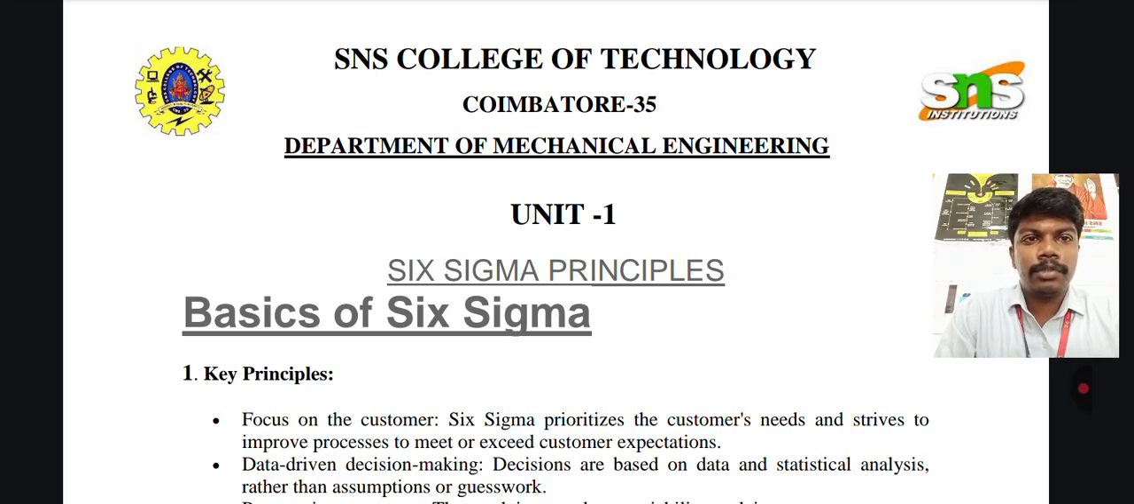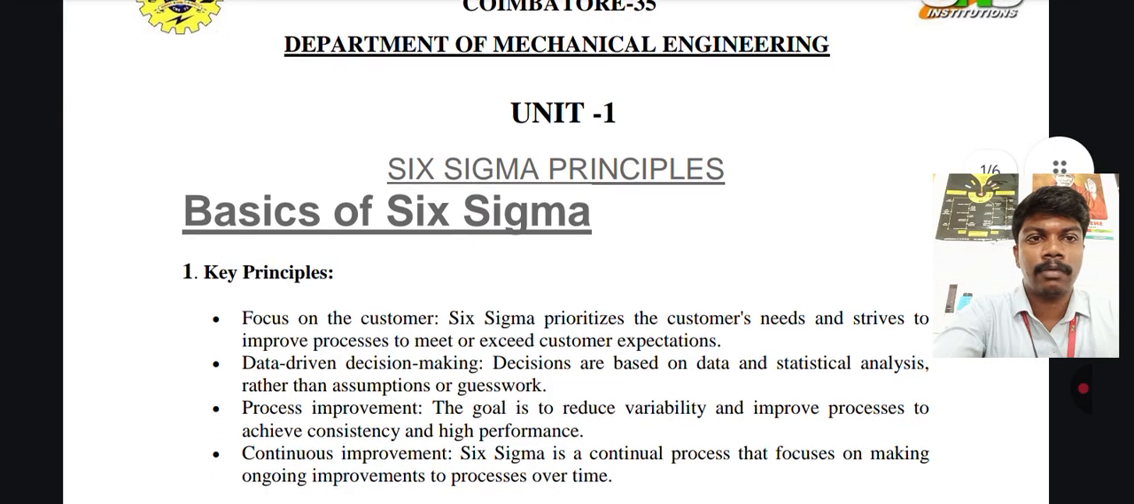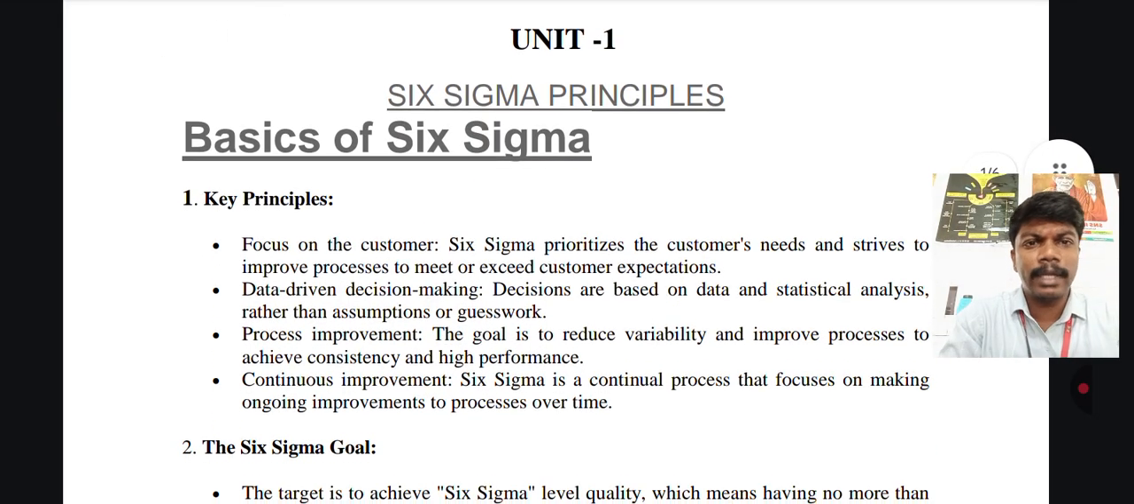Today we are going to discuss Six Sigma principles and the basics of Six Sigma. This topic comes under the Lean Six Sigma category. Here are the basics of Six Sigma, starting with the key principle: focus on the customer. Six Sigma prioritizes the customers' needs and strives to improve the process to meet customer expectations. This is a simple logic to find out customer expectation or customer satisfaction.